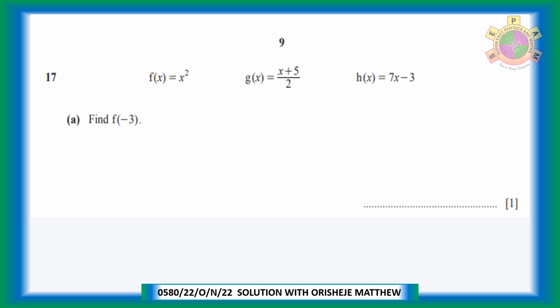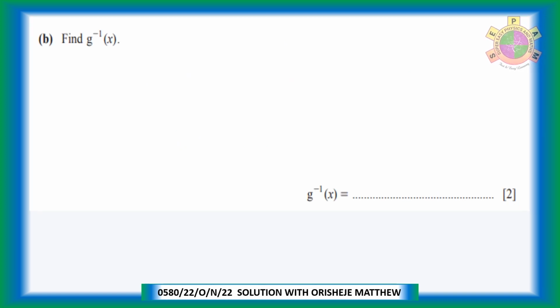So question 17. Some functions. A, find the value of f of s when s is equal to -3. So you substitute anywhere you see s. So f of s at -3. So anywhere you see s, you put -3. That is -3 multiplied by -3. So f of s is 9.